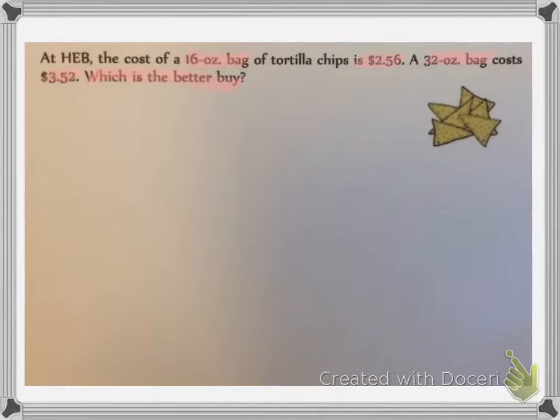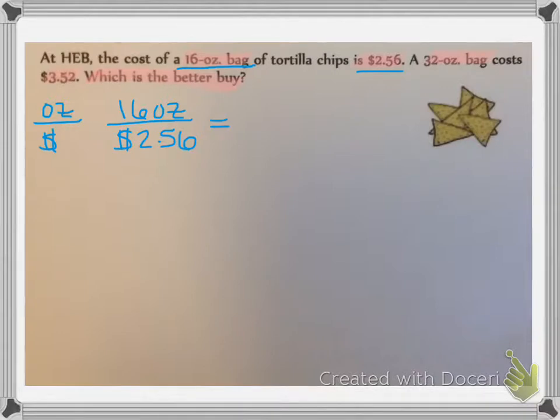So we're going to first set up a proportion for this 16-ounce bag. We have ounces to money, how much it costs. For 16 ounces, it cost us $2.56. So we want to find how much it costs per unit. How much does it cost per 1 ounce? We are looking for cost, so we put an X there. So just like we were doing before, we would say, what can we do to 16 to get it to 1? And that's divide by 16.